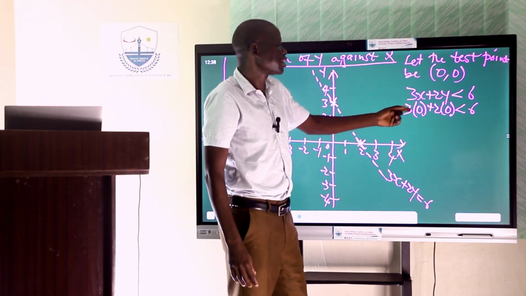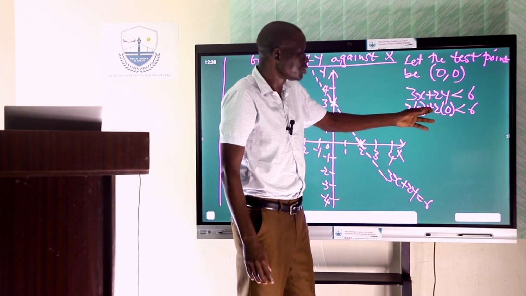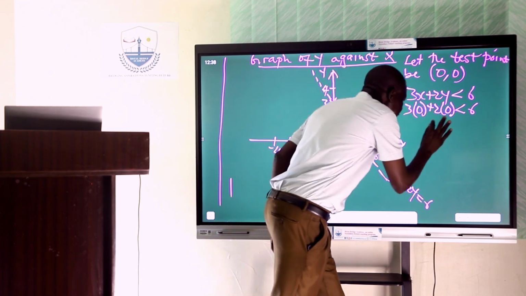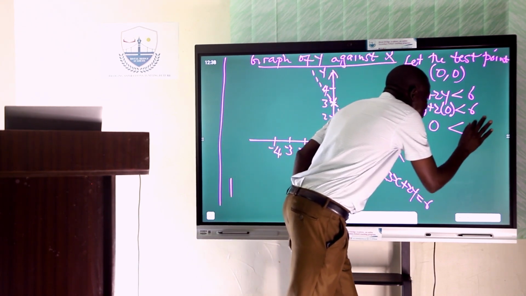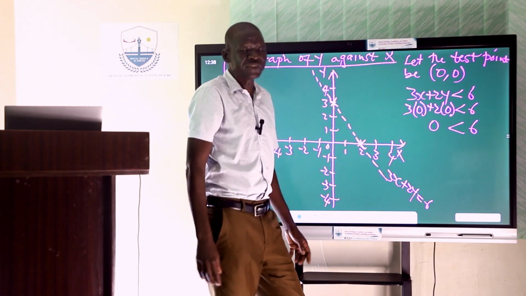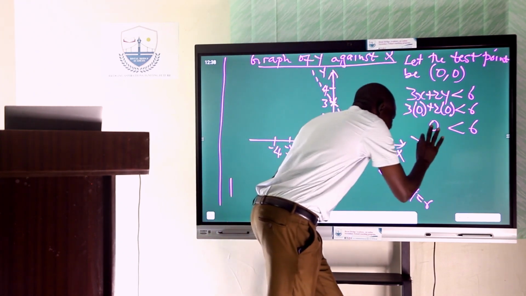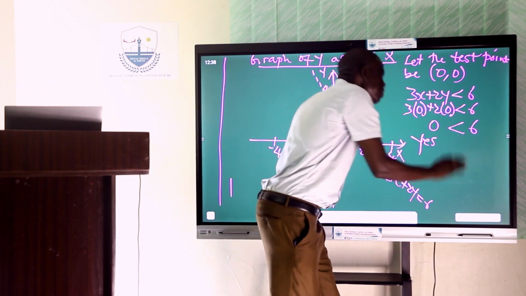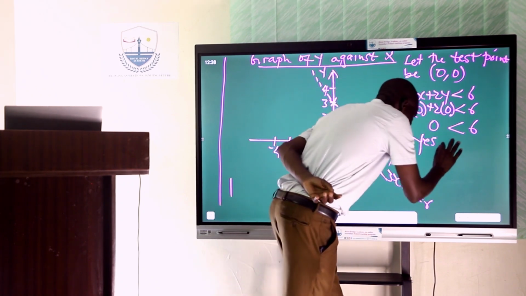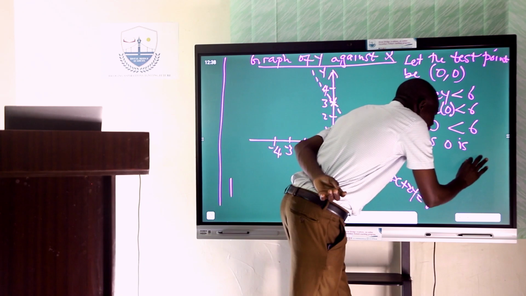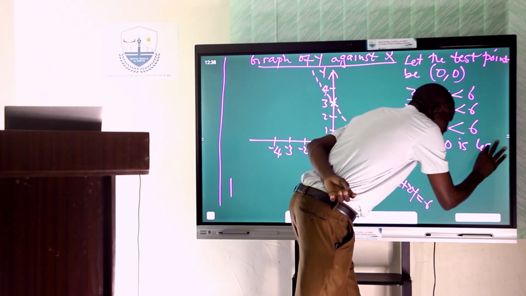You find that 3 times 0 is 0, plus 2 times 0 is 0. Everything here you get 0. So is 0 less than 6? Yes. The answer is yes. 0 is less than 6.